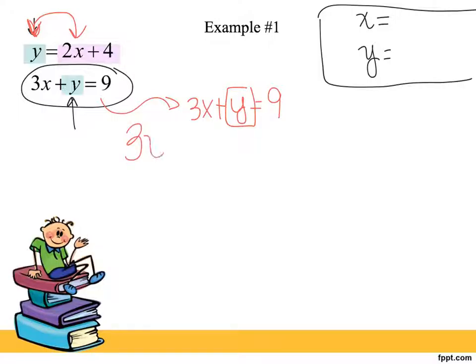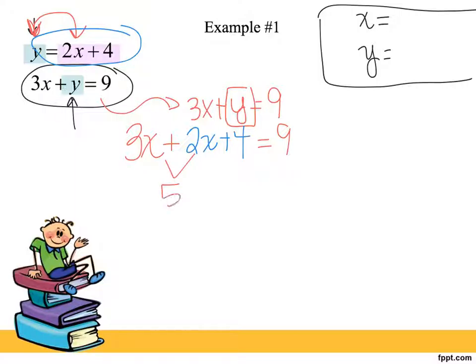So I bring down my 3x, and this time I'm going to substitute what y is equal to. And y is equal to 2x plus 4. So I'm going to stick in a 2x plus 4, and then I'll continue my equation, equals 9. If you notice now, by the substitution that we have done, there is no longer any y variables in our equation. So now we can just solve like normal for x.